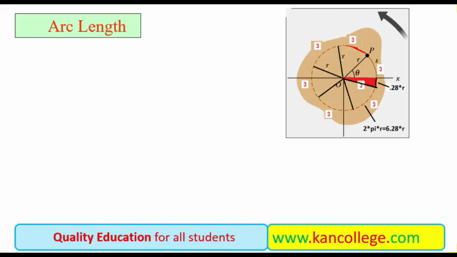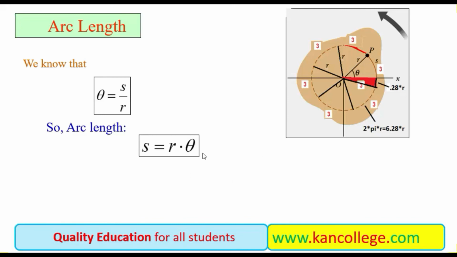From this information, we can also calculate the arc length. If someone knows the angle in radians, it is very important to note that the angle must be given in radians, otherwise this formula is not valid. If the angle is given in radians and he also knows the radius, then he can calculate the arc length.